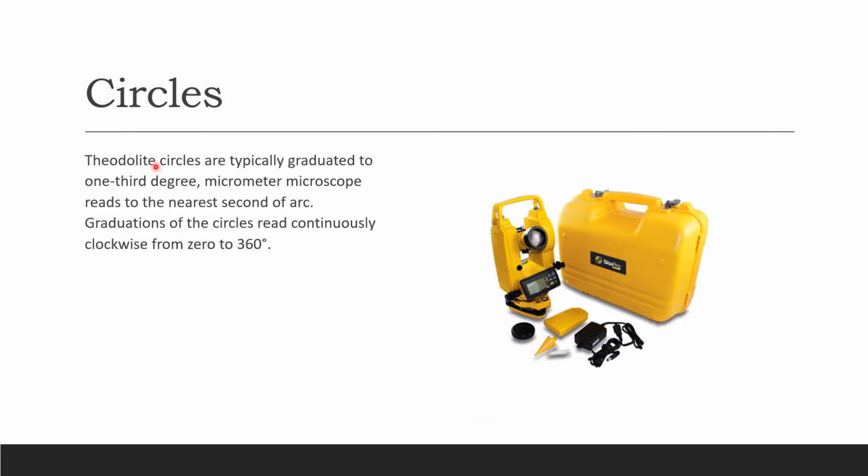Alright, circles. Theodolite circles are typically graduated to 1/3 degree. You shine light on these, or just read them. So you have a micrometer microscope. A micrometer microscope is just a microscope with an attached micrometer, so you are able to do the readings and measurements. It's going to read to the nearest second of arc, which is just a unit for your angle. And the graduations of your circles read continuously clockwise from 0 to 360 degrees.